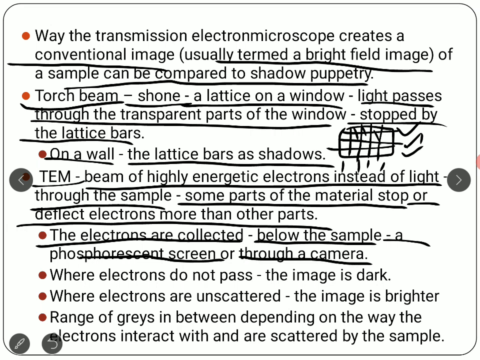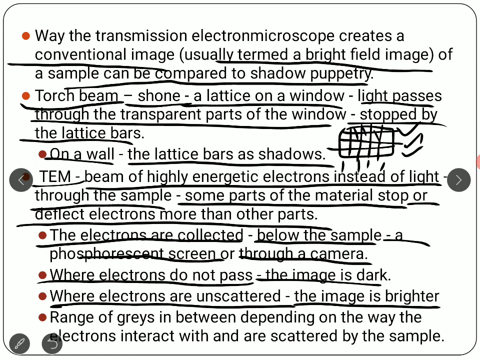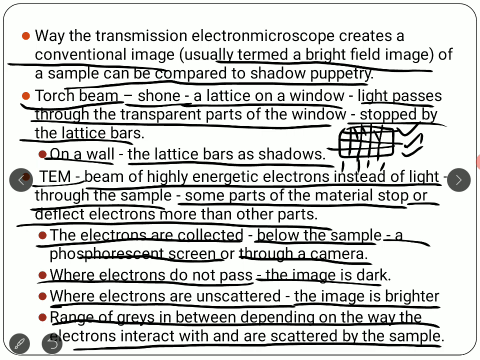record it. Where basically the electrons do not pass, the image is dark, quite logical, and where the electrons are unscattered, the image is brighter. Unscattered means they pass straight through without intersecting with any of the atoms. But then definitely there will be some ranges of grays in between, depending on where the electrons interact with and are scattered by the sample.